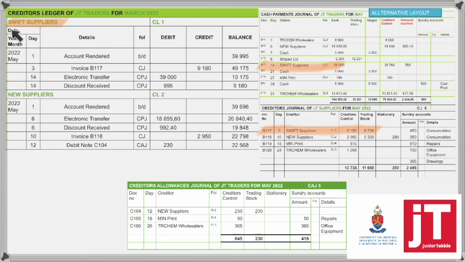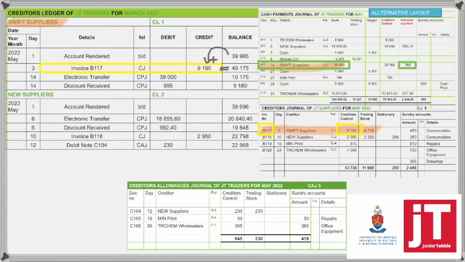So if I first just look at new Swift suppliers, I'm going to start with an opening balance. That opening balance is called account rendered, and I get it from the opening list, and it goes straight to the balance column because that is what it is. It's a balance, 39,995 Rand. And then I have to look for all of Swift suppliers in all my journals and post. In this case, there was an invoice there and an electronic transfer and the discount.